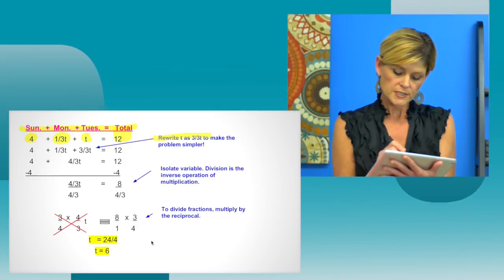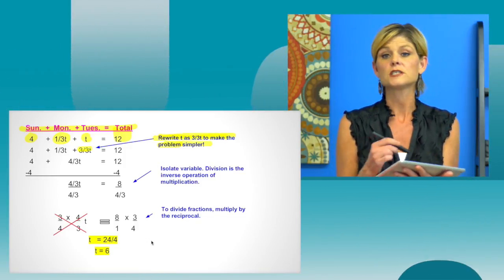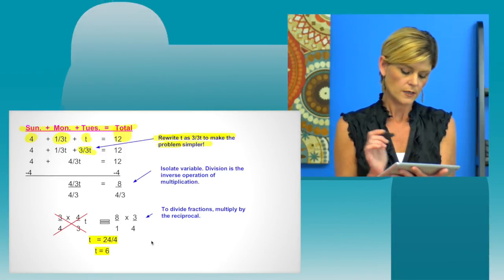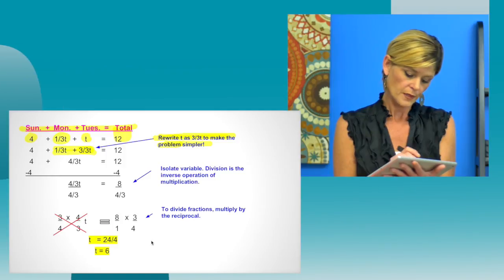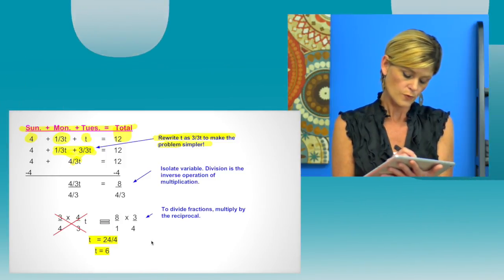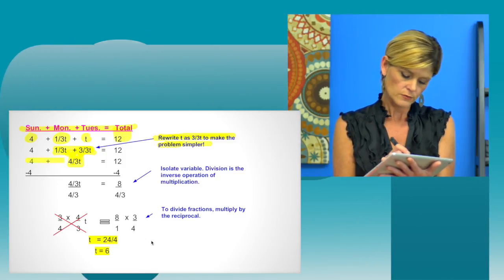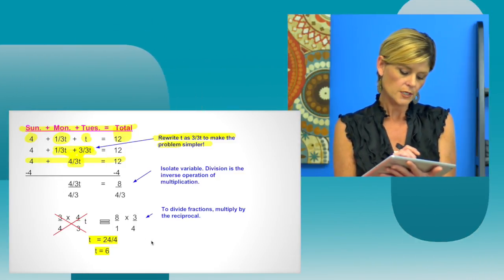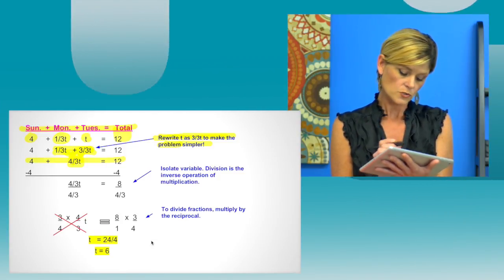I rewrote t as 3 over 3t to make the problem simpler, because 3 over 3 is the same thing as 1. So it's like 1t. But it makes it easier to add 1/3 t plus t. Now I can have it as 4 over 3t. The rest of the numbers I just brought down 2 lines. Now I have 4 plus 4 over 3t equals 12.